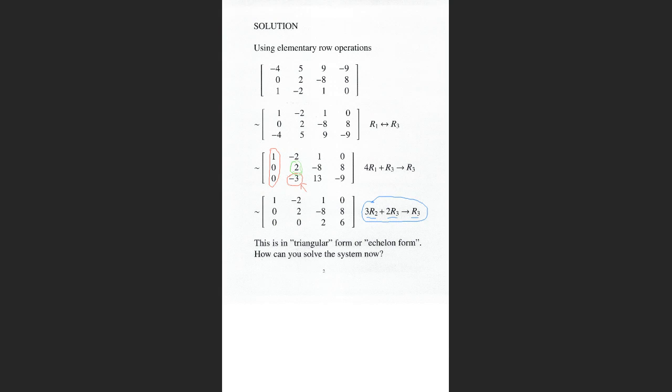That produces a 0 where I wanted the 0 to be. And 3 times negative 8 is negative 24. 2 times 13 is 26. Negative 24 and 26 make 2. Also, 3 times 8 is 24, and 2 times negative 9 is negative 18. 24 and negative 18 make 6. Are there any questions so far?